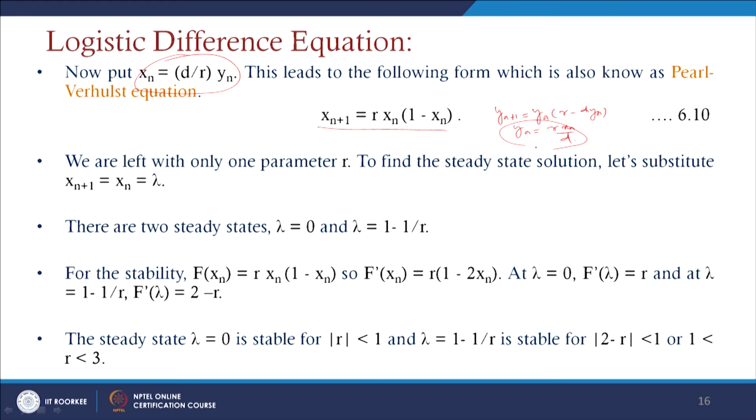For the stability condition, f of xn can be written as r xn into 1 minus xn. So, f dash of xn is r into 1 minus 2 xn. At lambda equals 0, f dash of lambda equals r, and at lambda equals 1 minus 1 by r, f dash of lambda is 2 minus r. The steady state lambda equals 0 is stable for the absolute value of r less than 1, and lambda equals 1 minus 1 by r is stable for the absolute value of 2 minus r less than 1, or r lies between 1 and 3.